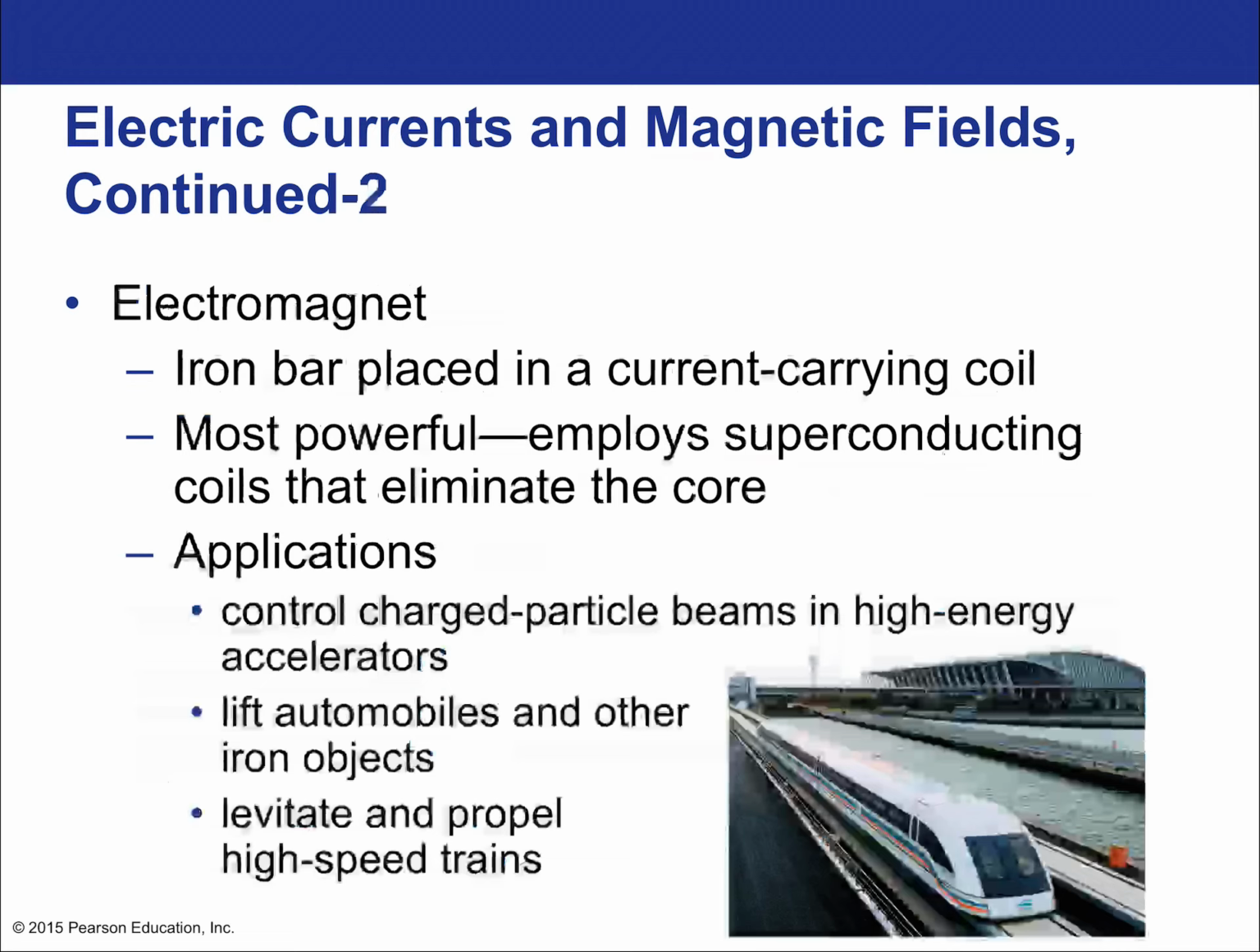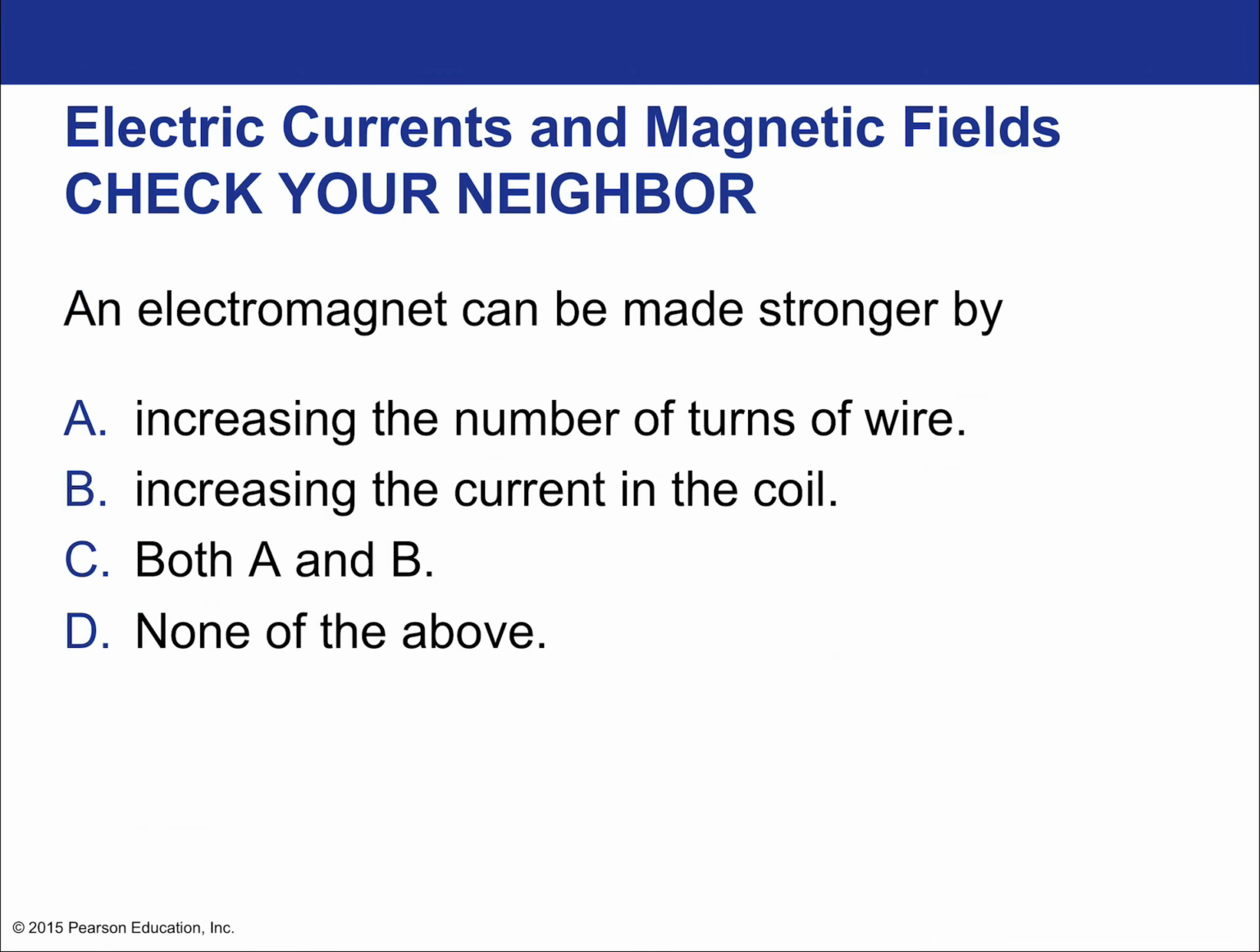Applications: control charged particle beams and high energy accelerators, lift automobiles and other iron objects, levitate and propel high-speed trains. Right, so lots of interesting applications. An electromagnet can be made stronger by, what do you think? Right, both increasing the number of turns in the wire and increasing the coil. The stronger the current, the stronger the magnetic field.